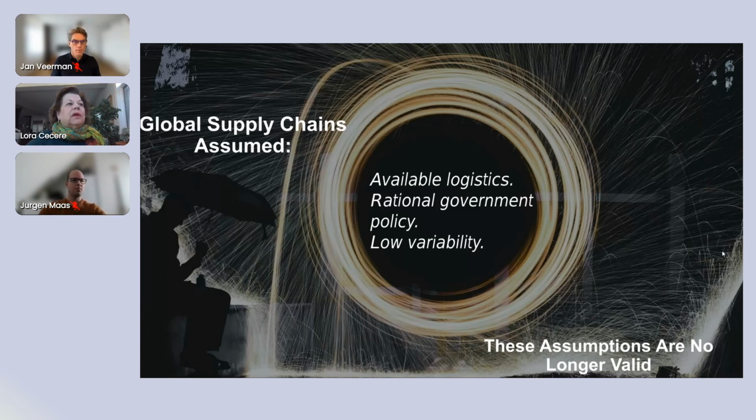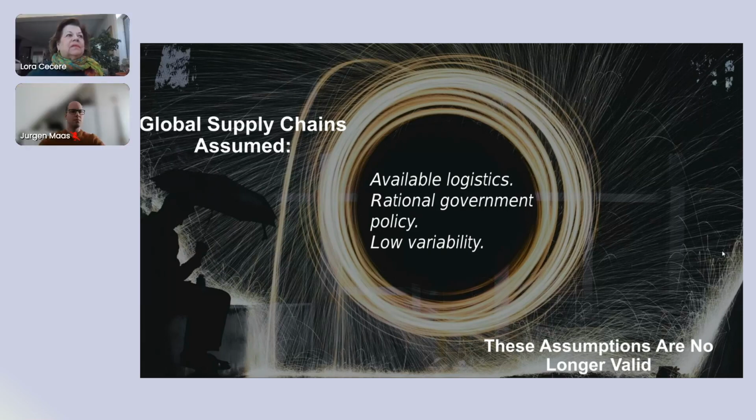And 3, that we would have low variability. And things like history would be a good predictor of demand. But what we have seen is that those 3 base assumptions of the global supply chain have really evaporated. And they've evaporated over the time of the pandemic, and they're even worse now.